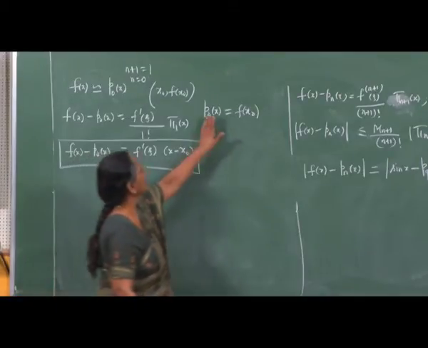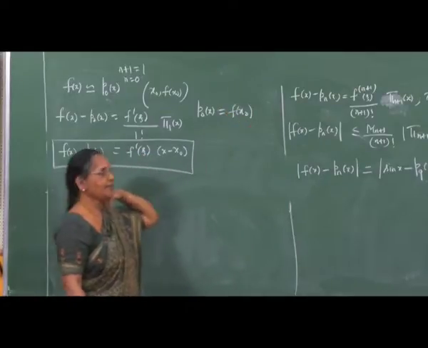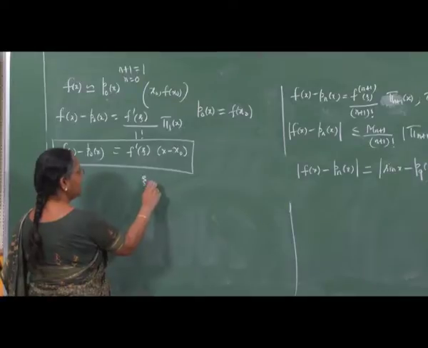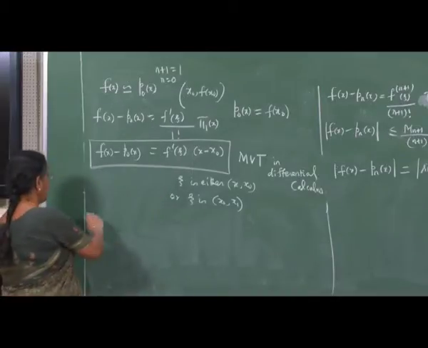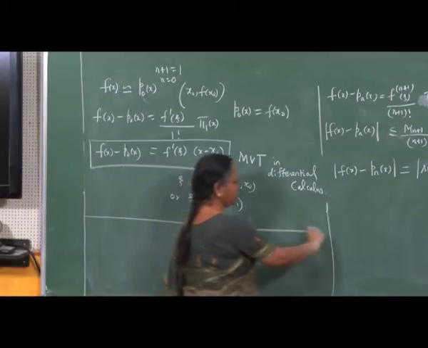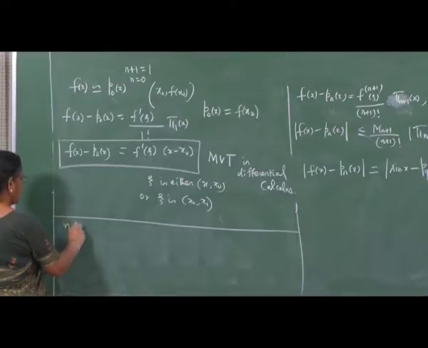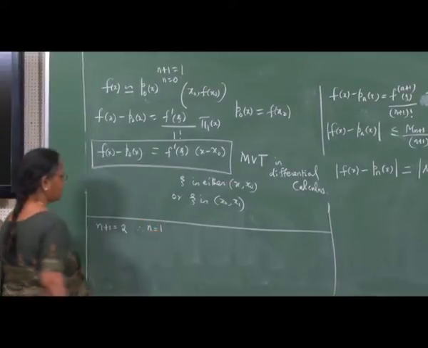So, it is a constant polynomial which is given by f of x naught. Where does psi lie here? Psi lies in the interval x to x naught. Let us now work out the details when n plus 1 is 2 and therefore, n is 1.